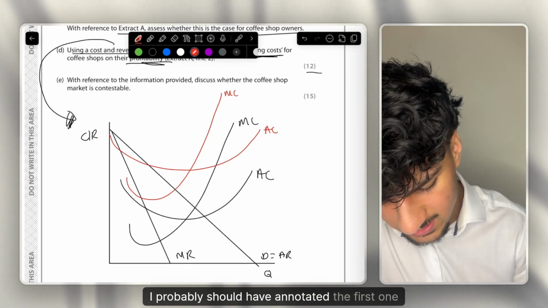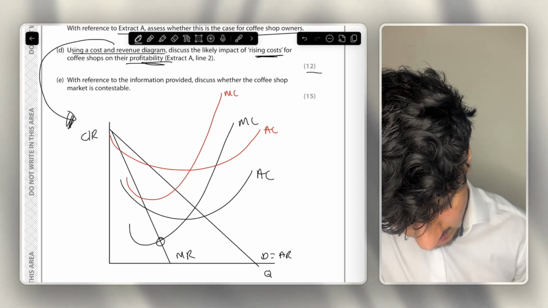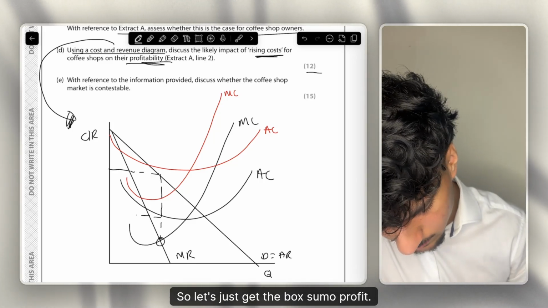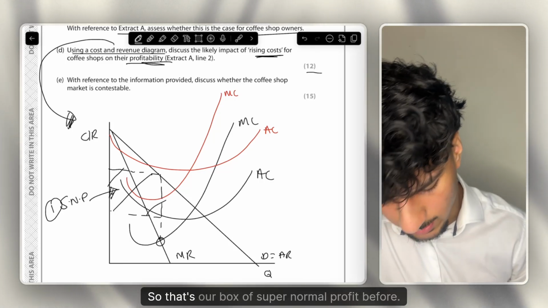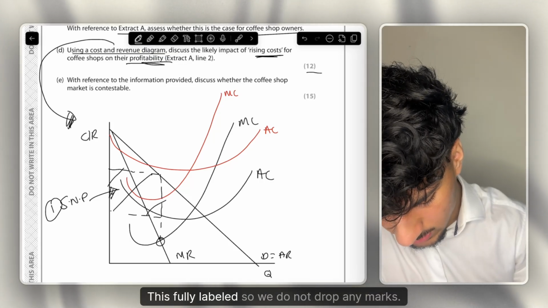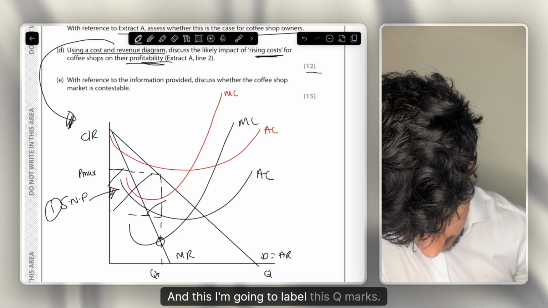I probably should have annotated the first one before I did this, but let's quickly label up the profit maximisation points. So MC equals MR there, then we go up to our AR curve, so let's get the box of supernormal profit. I'm going to label this number 1. So that is our box of supernormal profit before. But let's make sure this is fully labelled so we do not drop any marks. That would of course be P marks, and I'm going to label this Q marks.